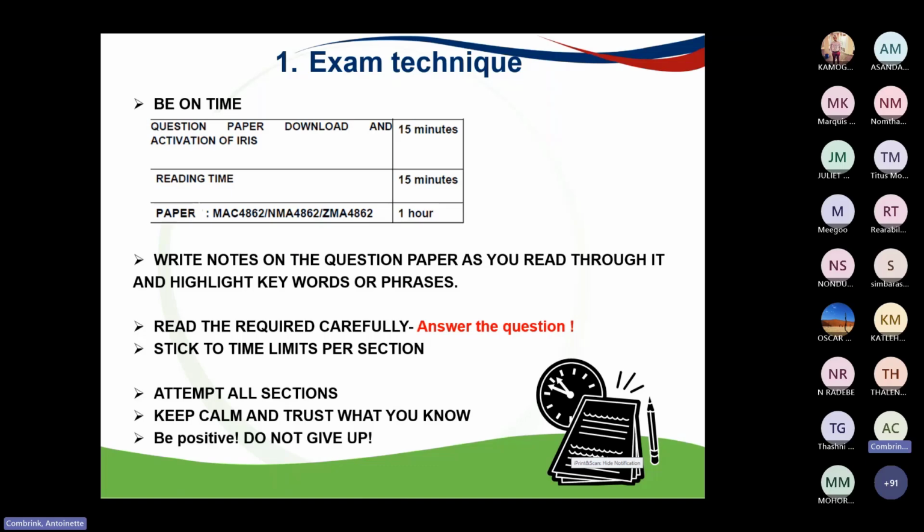And then, very important: keep calm, trust what you know, and don't go over your time. This exam technique is the same that you'll be using for the test as well. When you're writing a test, be as confident as you can be, stick to your time, and stay calm. If you've done that, you're already a long way on the successful journey for that test or that setting.